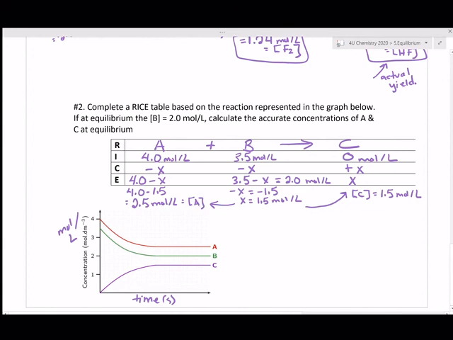Now, we could have also read these off the graph. I just wanted to give you an example of how you can use a graph. It was a little harder to see, but yeah, it's about 2.5, looks good. And C, if you extrapolate over, looks like it's around 1.5.